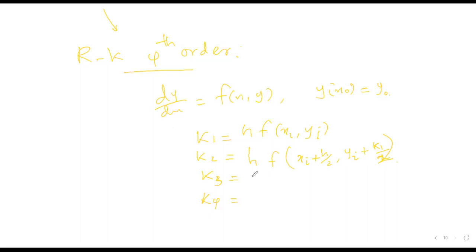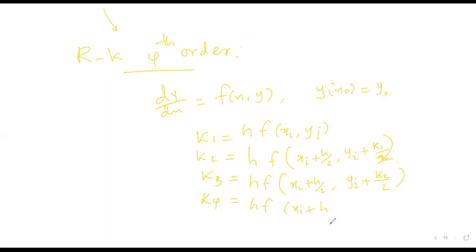Okay, so the third value will be h f, the same h f. So xi plus h by 2, that is the same, like this one. Here you have to change this K1 to K2. So first of all you find K2, no? So that K2 divided by 2 only, you have to add here. Okay, so the final one, K4, will be h of f of xi plus h.